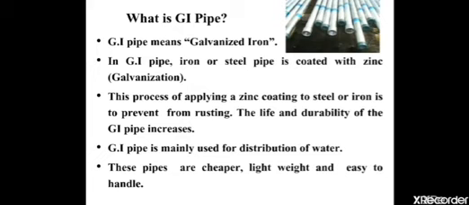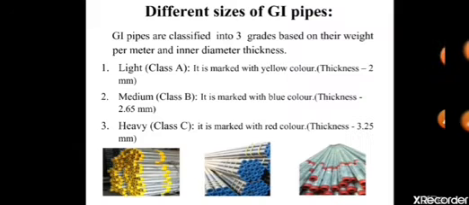This process of applying a zinc coating to the steel or iron is to prevent it from rusting. The life and the durability of the GI pipe also increases. GI pipe is mainly used for distribution of water. These pipes are cheaper, lightweight and easy to handle. Let us discuss the different sizes of GI pipes.